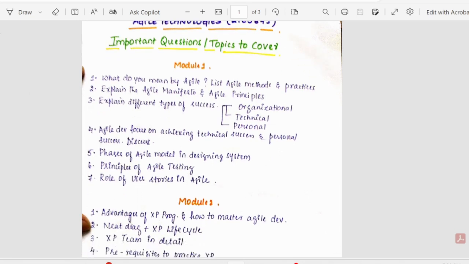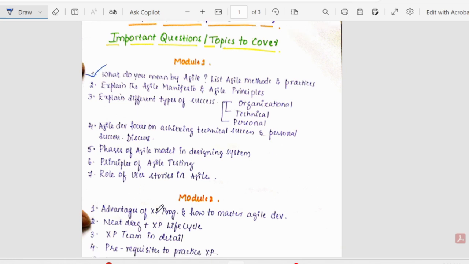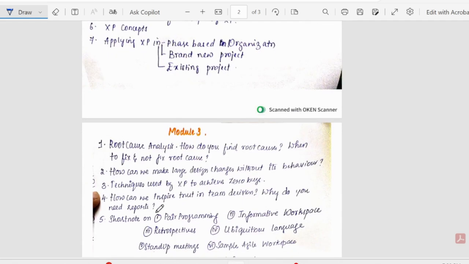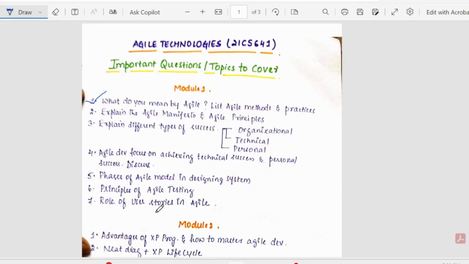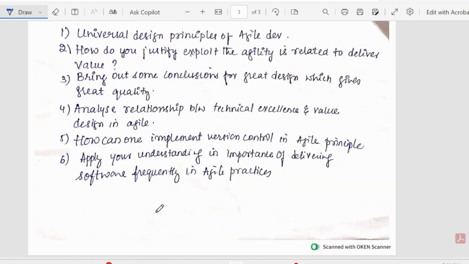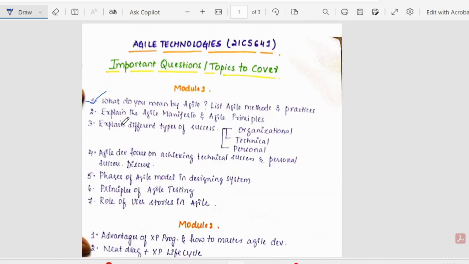So let's start from the first module. The first question is, what do you mean by Agile? List Agile methods and practices. This could be asked for 10 marks. One thing, guys, all these questions in Agile would be asked for 10 marks. If not, it could be asked for 5 marks. But mostly, we can expect 10 mark questions directly. So the first question is, what do you mean by Agile? List Agile methods and practices.